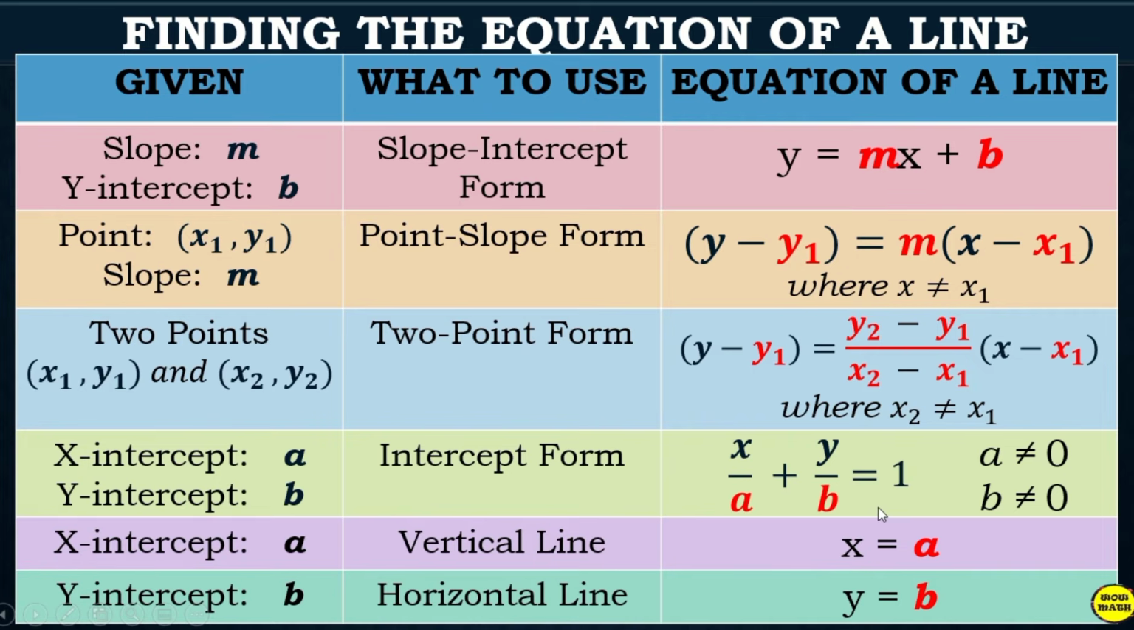But remember that your a should not be equal to 0 as well as your b. So, dapat yung a at b natin hindi siya mag-equal sa 0 kasi mag-undefine yon. Okay? So, ito po ang mga formulas in finding the equation of a line. So, nandito na po tayo sa intercept form.